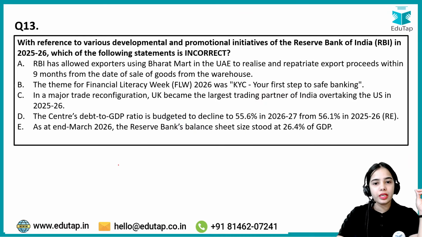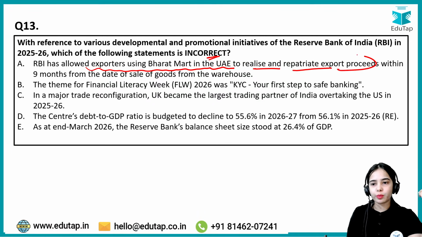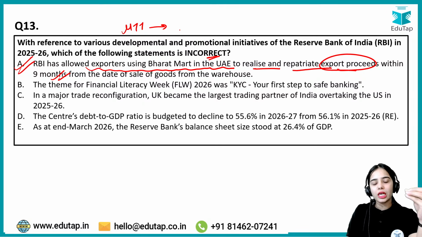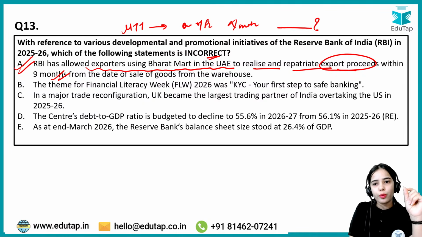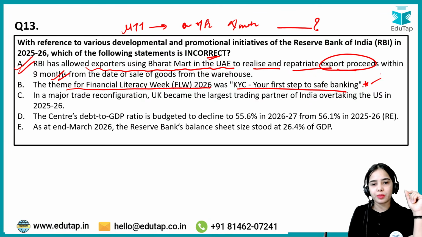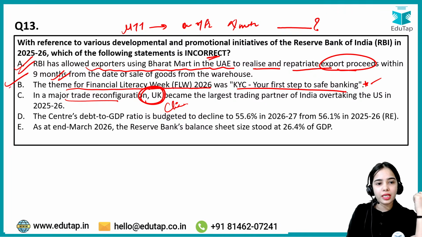Okay? Next, try to answer this question. RBI has allowed exporters. So which of the following statements is incorrect? RBI has allowed exporters using Bharat Mart in the UAE to realize and repatriate export proceeds within 9 months from the date of sale of goods. Absolutely correct. In the merchanting trade transfers, the timeline for the outlay of foreign exchange has been increased from 4 months to how many months? The theme for Financial Literacy Week 2026 was KYC, your first step to safe banking. Absolutely correct. In a major trade reconfiguration, UK has become the largest trading partner of India, overtaking the US. No, it is China, right? So first and second are correct, third is wrong.